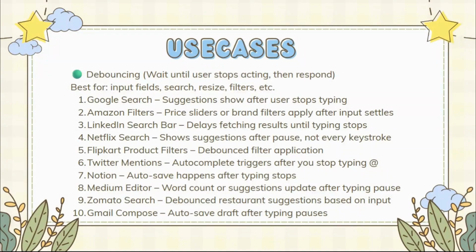There are many use cases of debounce and throttling. Let's understand debouncing first. In Google search, Amazon or Flipkart filters, and in LinkedIn search, once we type something and pause, we get relevant content. Similarly, Netflix search shows suggestions after a pause. Similarly, in Zomato, restaurant suggestions are debounced based on the input. These are some use cases.